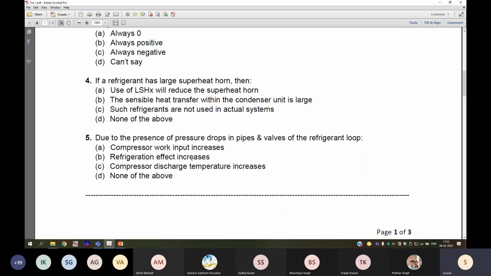Due to the presence of pressure drops in pipes and valves of the refrigerant loop: compressor work input increases, refrigeration effect increases, compressor discharge temperature increases, and none of the above.